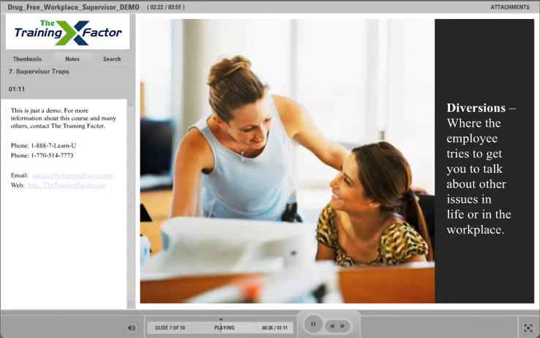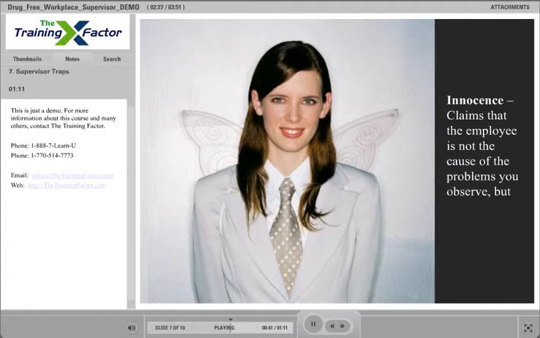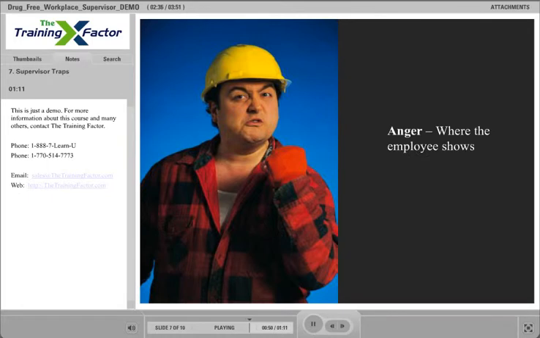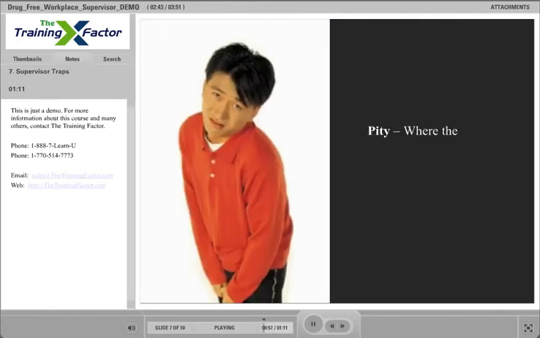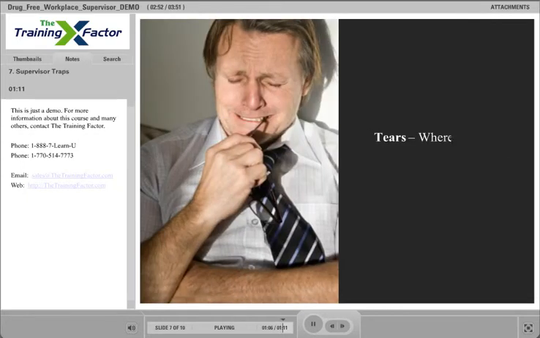Diversions, where the employee tries to get you to talk about other issues in life or in the workplace. Innocence, claims that the employee is not the cause of the problems you observe, but rather the victim. It isn't true. I didn't know. Everyone is against me. Anger, where the employee shows physically intimidating behavior or blames others. It's your fault. Pity, where the employee uses emotional blackmail to elicit your sympathy and guilt. You know what I'm going through. How can you do this to me now? Tears, where the employee falls apart and expresses remorse upon confrontation.